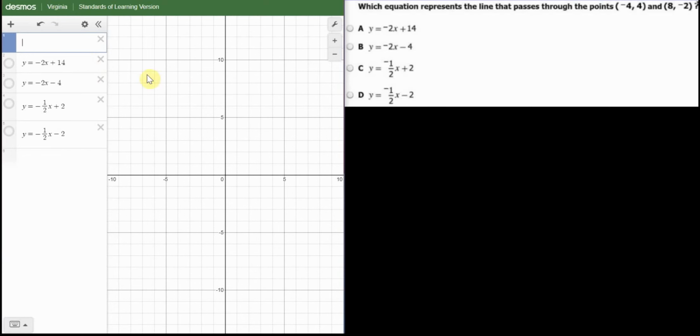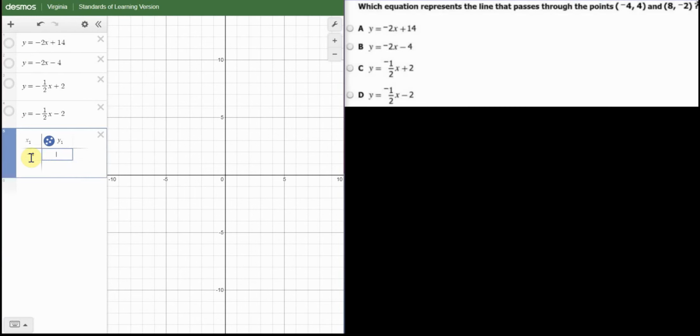And what I'm going to do now is I'm going to enter those 2 points. And I'm going to do this by creating a table. So I get plus table, and now I'm going to put those two ordered pairs, right? That -4, 4, and the other one is 8, -2. Don't know what just happened there. Well, let's go down here and try that again. Table, -4, 4, and 8, -2. So you can see it's plotted those 2 points.